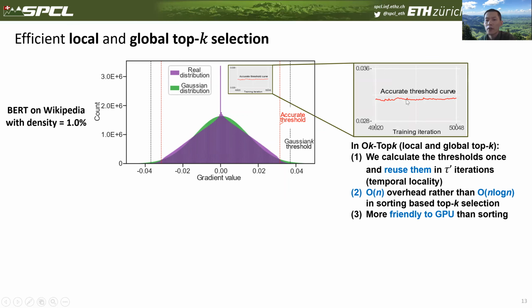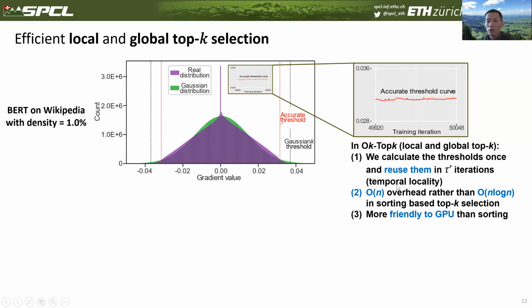Furthermore, we also observe that the accurate threshold is actually changing slowly as the training goes on. Therefore, in OK top K, for both local and global top K selection, we evaluate the threshold once and reuse it in the following tau iterations. We call this the temporal locality for the statistics of the gradient values.